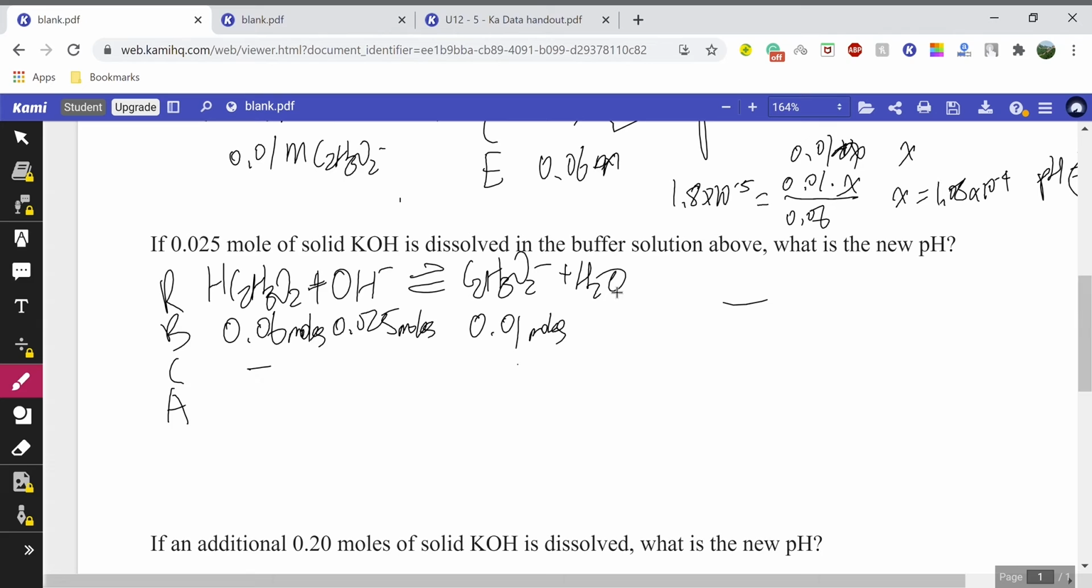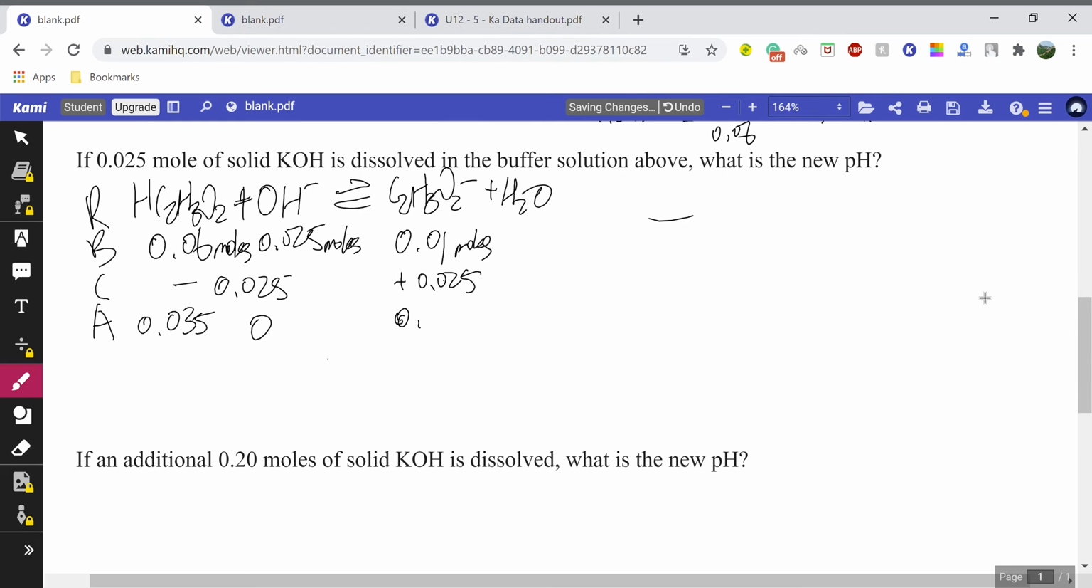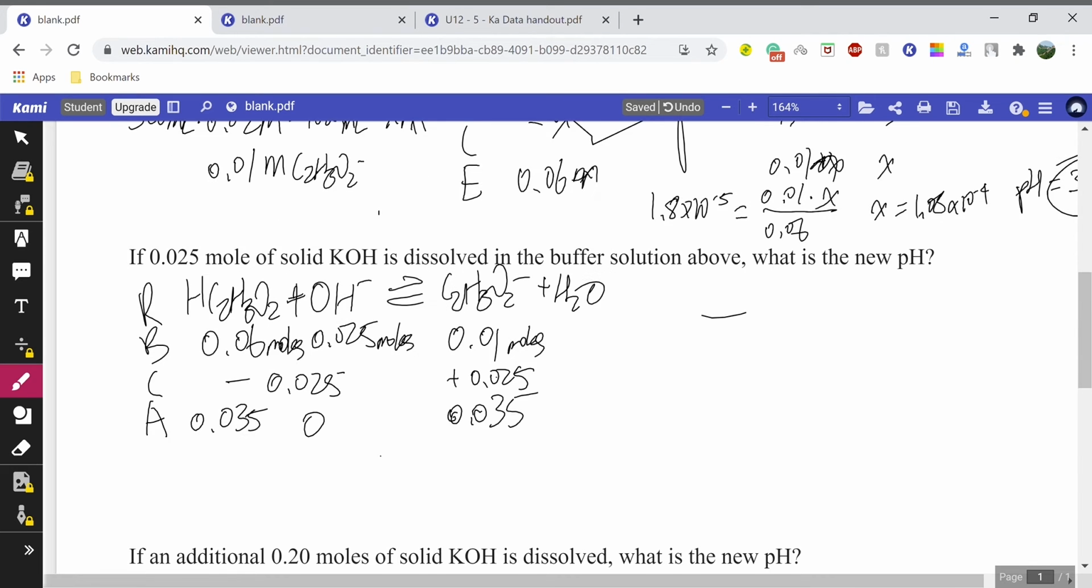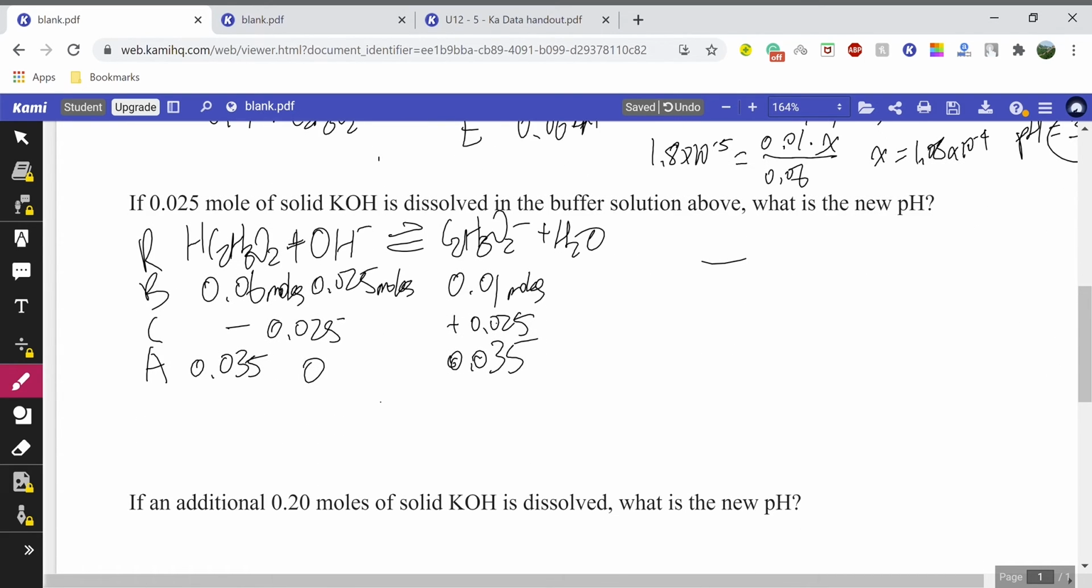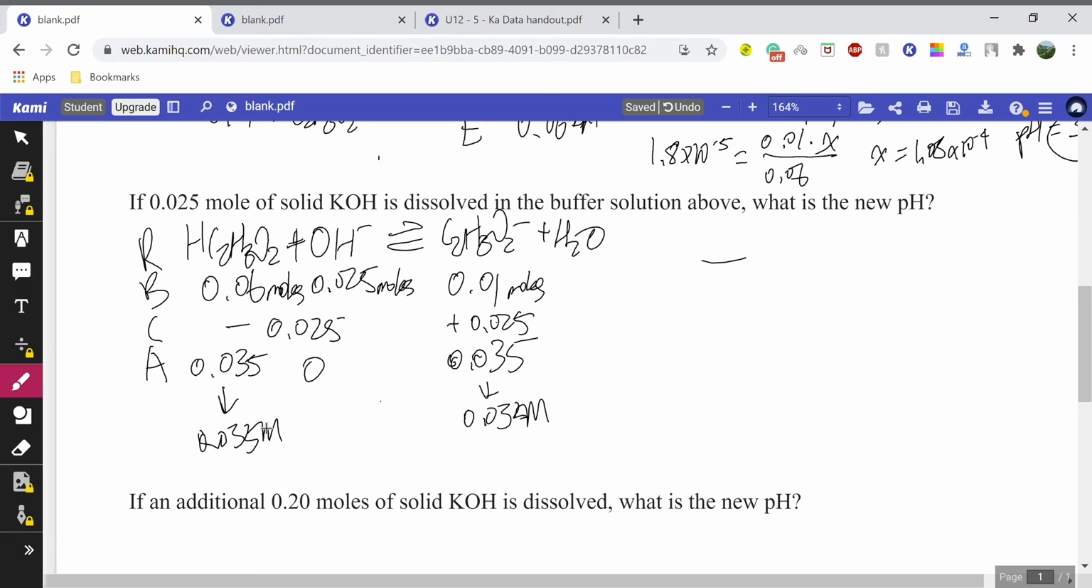We can do minus the smaller number, which is 0.025. Now 0.06 minus 0.025 is going to be 0.035. This is going to be 0, and this will be plus 0.025, and this will be 0.035. So now we'll convert both of these back to molar in order to do the HH equation. So this will be 0.035 molar, and this will be 0.035 molar. Now the HH equation, the pH is equal to pKa plus the log of conjugate base over acid.